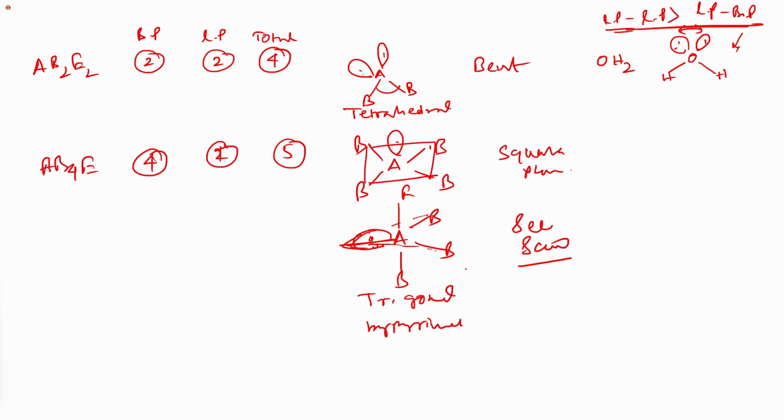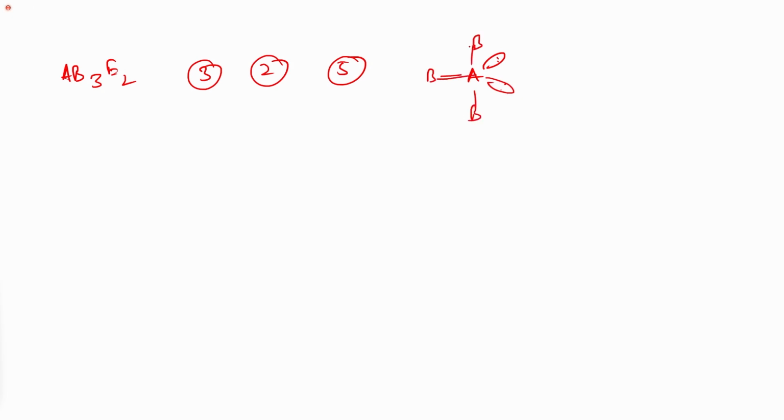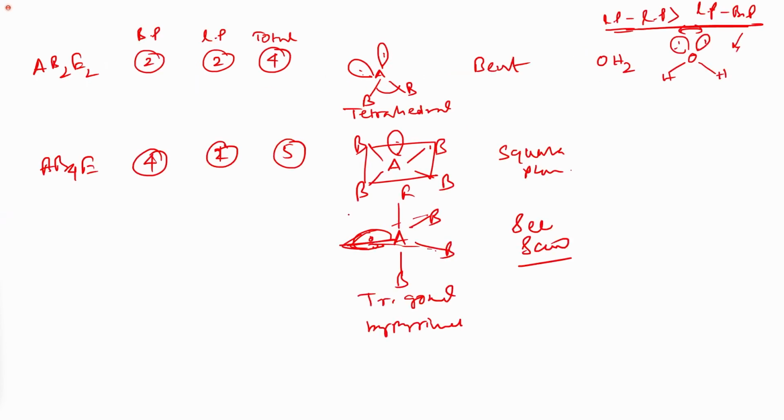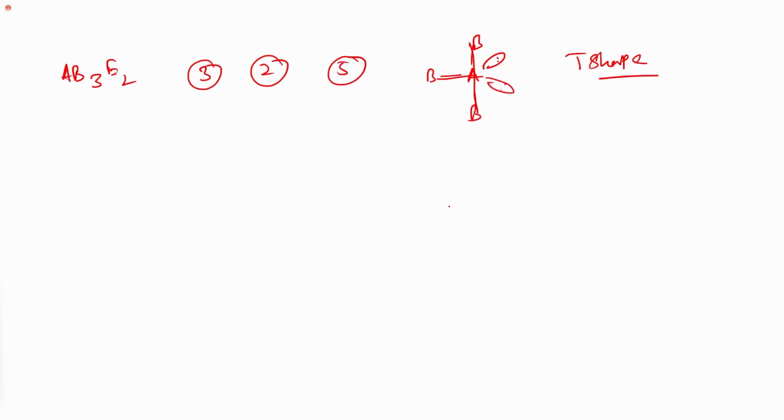But another example, this is a very important thing. This is AB3E2, so bond pair equal to 3, lone pair equal to 2, total equal to 5. So again the structure will be, this is the 3 and the lone pair will be the 2, and this is the B and this is the B. The structure equal to the T shape. In the previous slide, there is one lone pair, so it is a seesaw structure, and here there are two lone pairs, and the structure is coming the T shape.